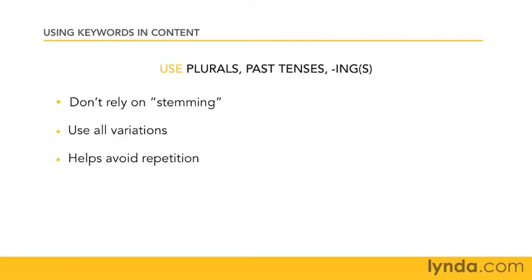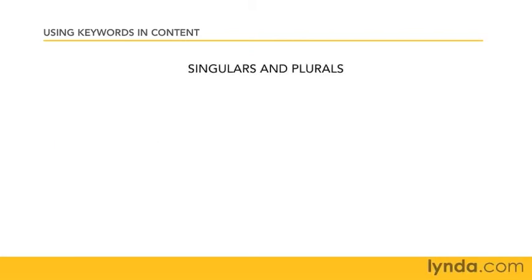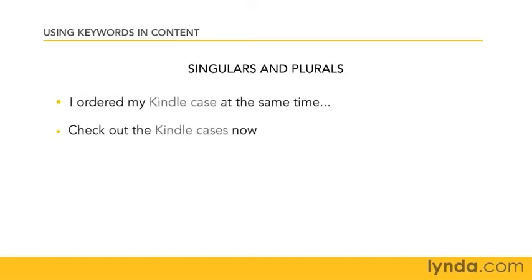I'm often asked how people can use both plurals and singulars of a phrase on the same page. I'm not quite sure why people think it will be difficult, as we do it all the time when we're speaking or writing. So here's just a quick example of 2 different sentences from a page that use singular and plural versions. You could say on the page, I ordered my Kindle case, the singular, at the same time. And then somewhere else on the page, it might say, check out the Kindle cases now. It's pretty simple to use both forms within the same page.